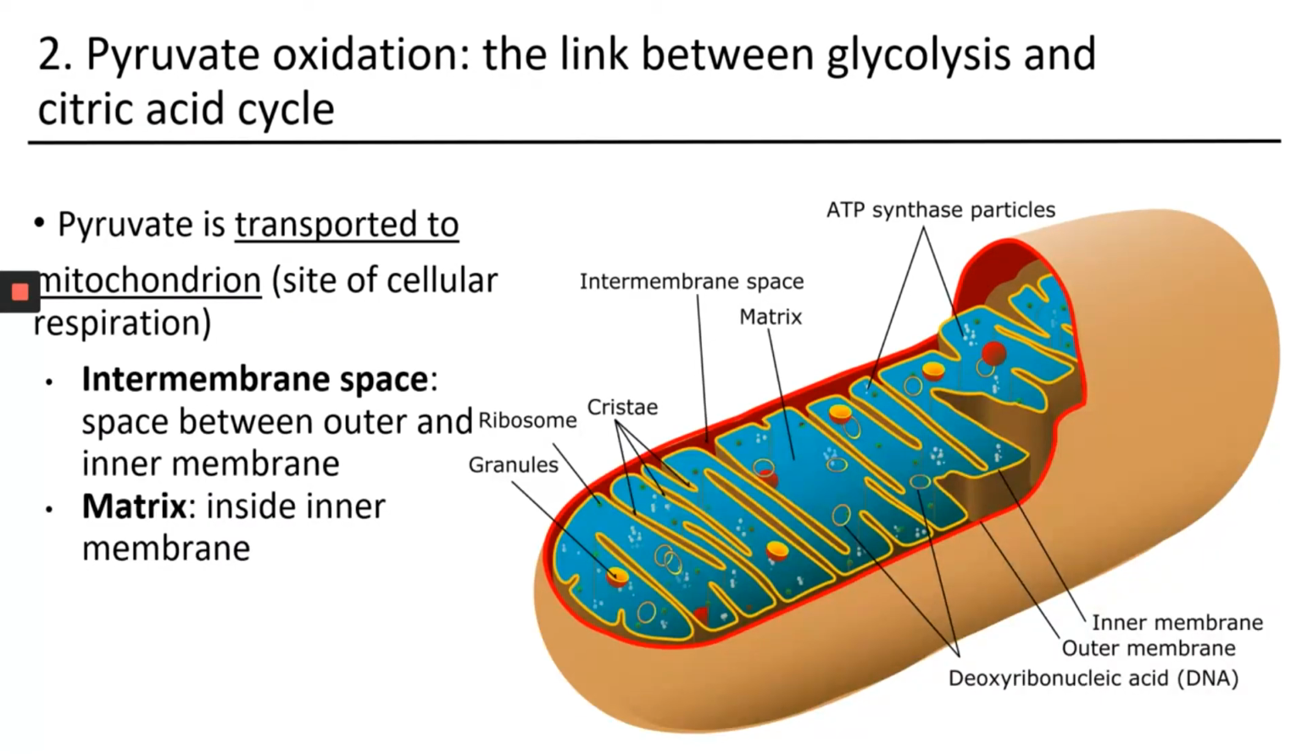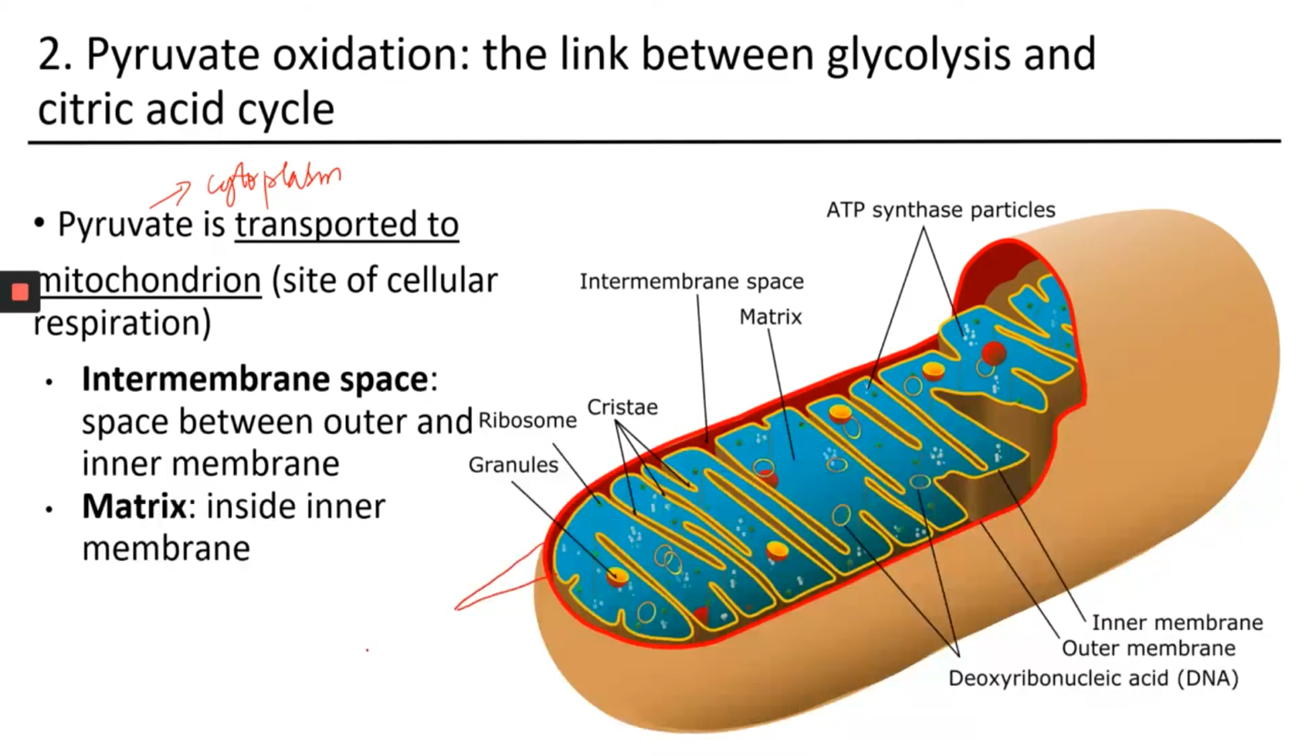Okay, the next process is pyruvate oxidation. So this is the link between glycolysis and the next step, which is called the citric acid cycle. So in this process, pyruvate, which is produced in the cytoplasm, is transported to mitochondria. So let's look at the structure of mitochondria. Mitochondria is kind of interesting because it's got 2 membranes.